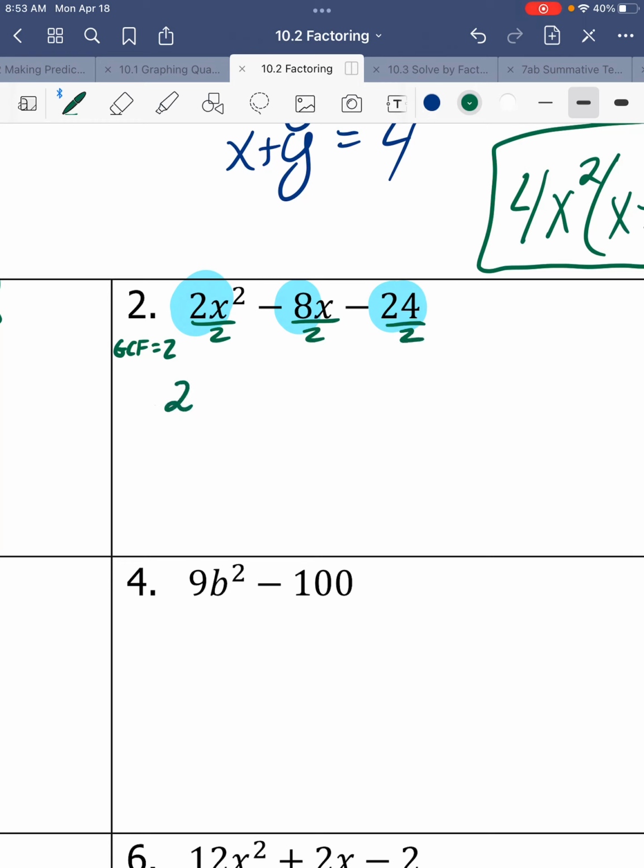we're going to take the 2 and put it on the outside. First term divided by 2 is x squared, 8x divided by 2 is 4x, and 24 divided by 2 is 12. Now I'm going to take what's on the inside here and factor that further. Well, at least we'll see if we can factor it further. So let's go to Desmos.